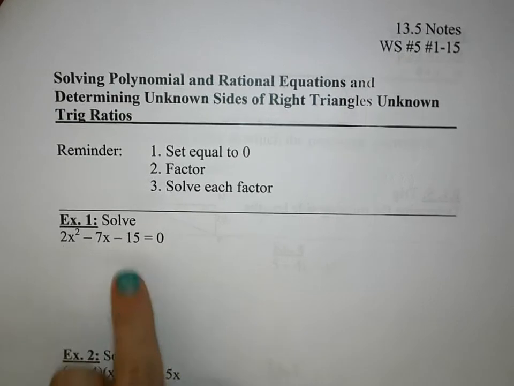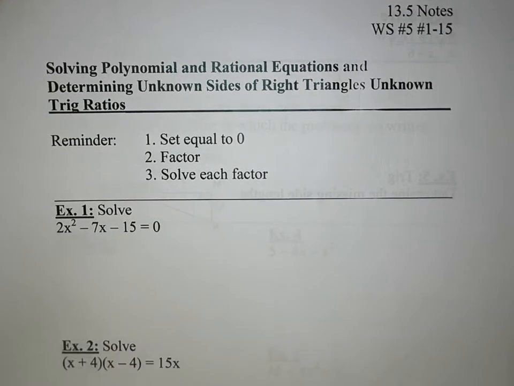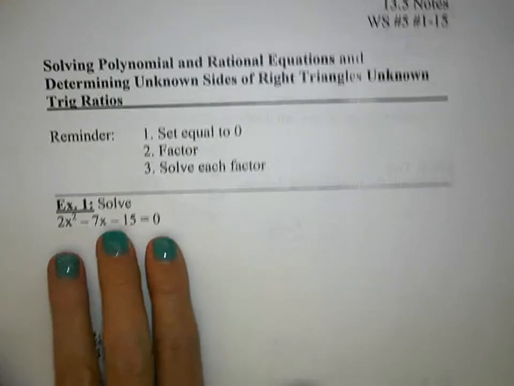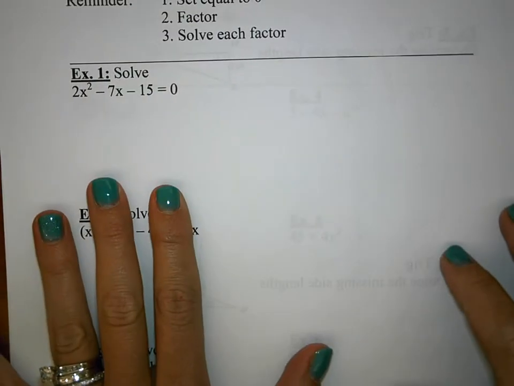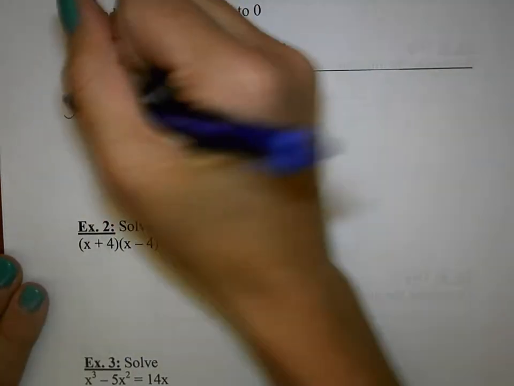All we're doing right here is notice that this is now set equal to what? 0. So we're going to factor and then set each of our factors equal to 0. Okay? So what method would we need to do in order to factor example 1? Good. So let's do that.